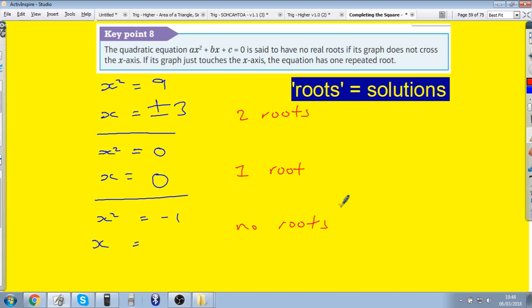Okay. So what this shows you is if the square root part is greater than 0, you get two roots. If it is equal to 0, you get one root. And if it is less than 0, you get no roots. Okay. The bit in the square root. Okay.